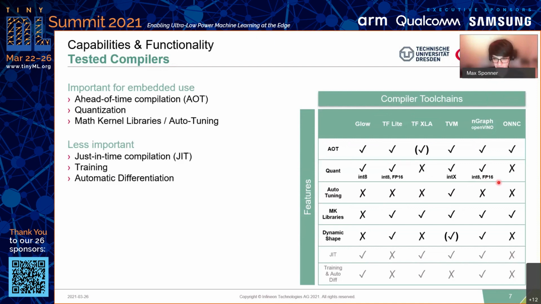Other observations were that TVM is, as previously mentioned, the only auto-tuning capable solution, but it can also target math kernel libraries, and the only toolchain that is unable to do so is Glow, which just relies on a generalized set of function kernels across all targets that are then optimized by the LLVM backend.